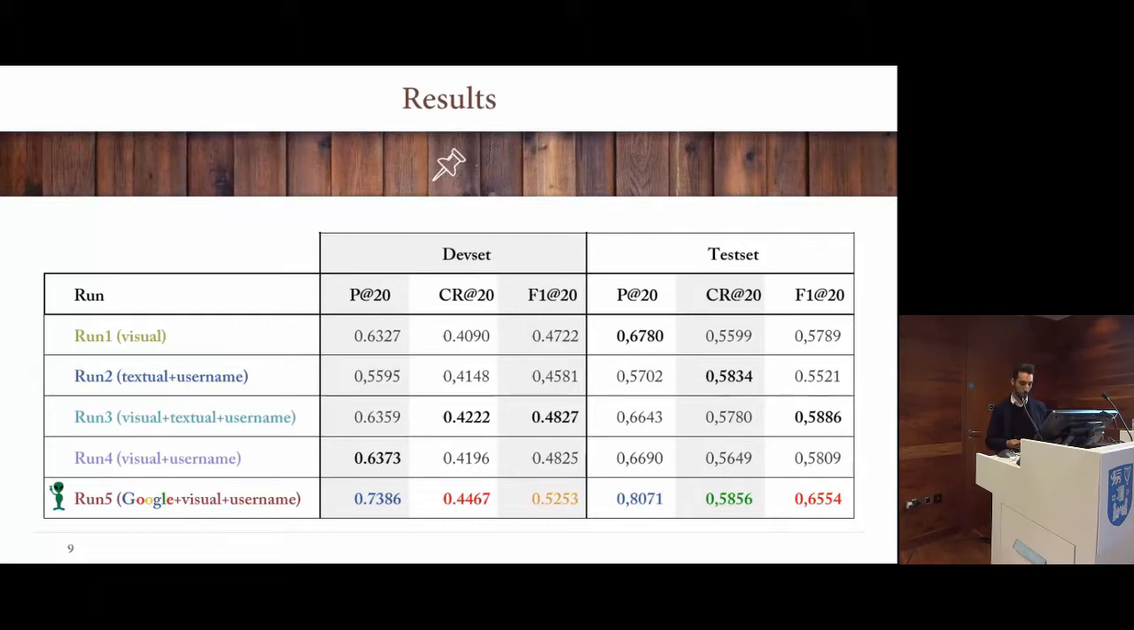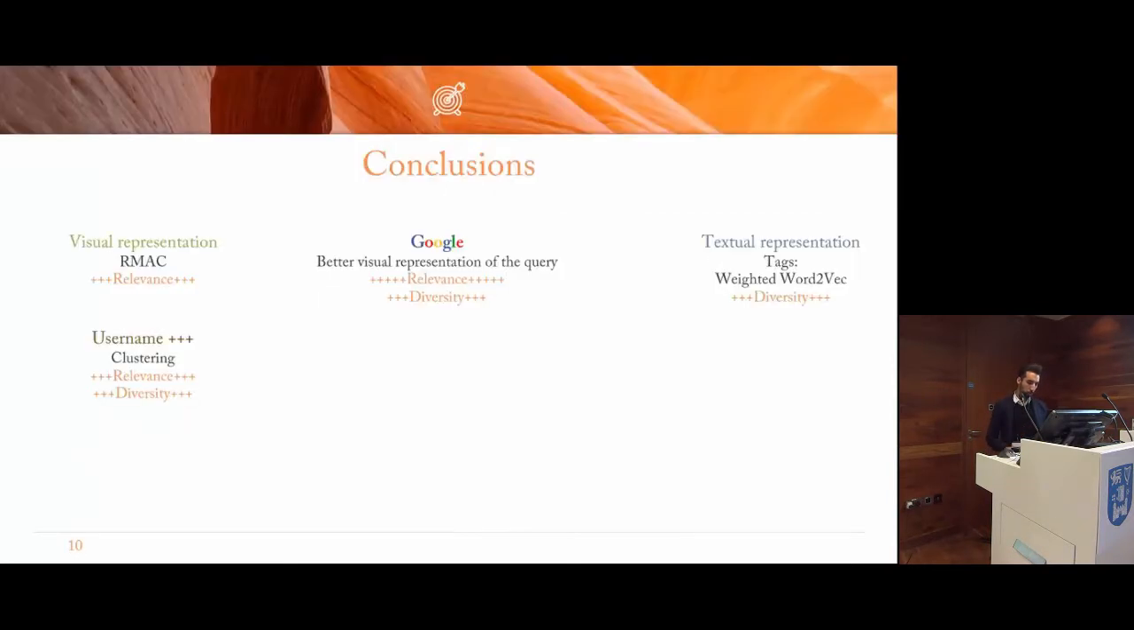The combination of visual and textual features achieves the best results, but these results are slightly better than those achieved by visual features combined with username grouping. To conclude, in the proposed approach, the visual features seem to enhance relevance while the tags improve diversity, and the grouping by username is beneficial for both. The results of the approach based on the Google Top 10 representation of the query indicate that we still need a good representation of the query to enhance the results of the multimodal approach.